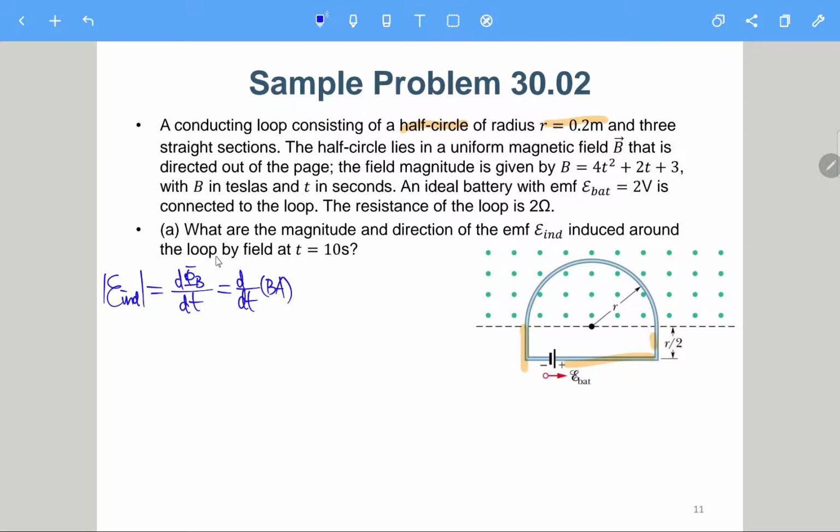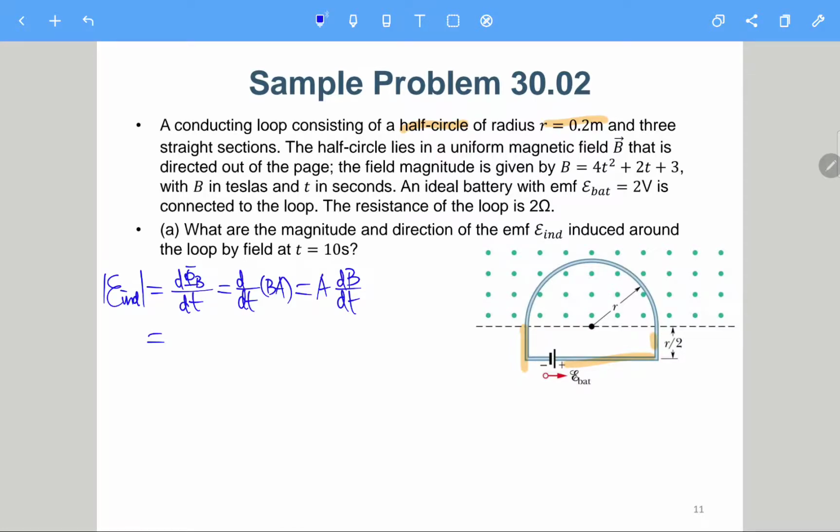because B doesn't relate to the position. B is uniform over this area, and it only relates to time, so the integration is just like the multiplication. So A doesn't change. The only changing variable is the time. So it is like A times d/dt of B.